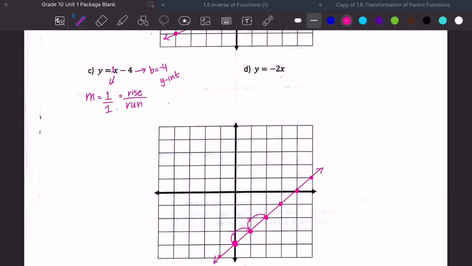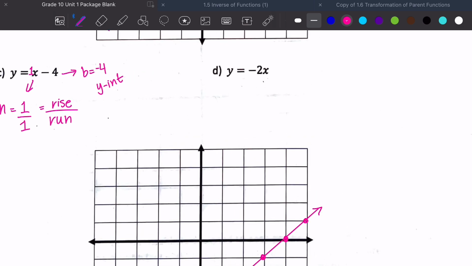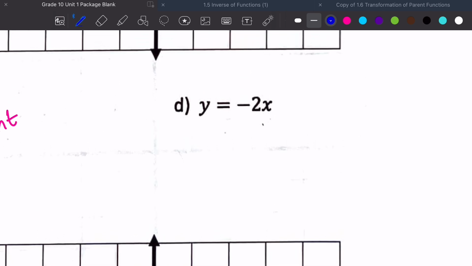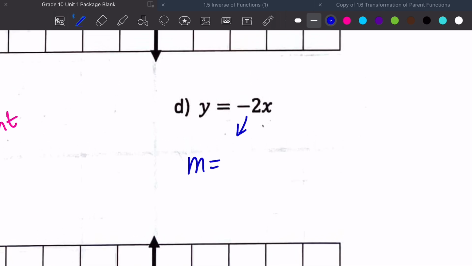So, okay, the second line. Do you do -2 over 1? You do -2 over 1. So, okay, I'll start with that. This is my m. So, -2 over 1, which is my rise and run. So it just means I'm going down 2 over 1, down 2 over 1.